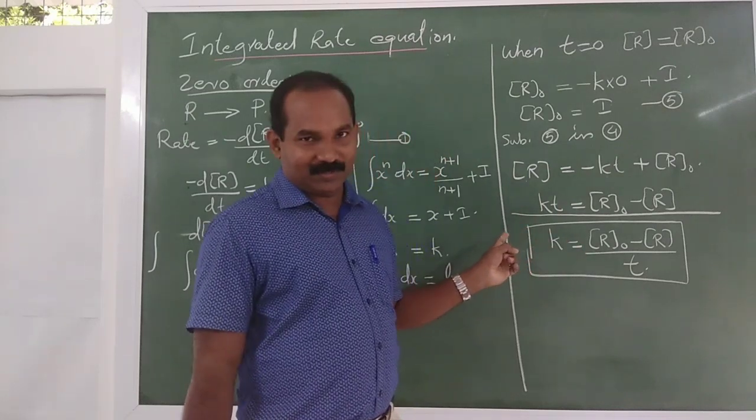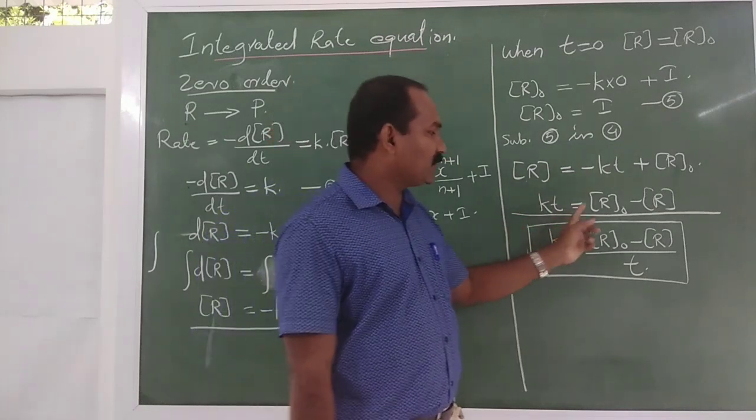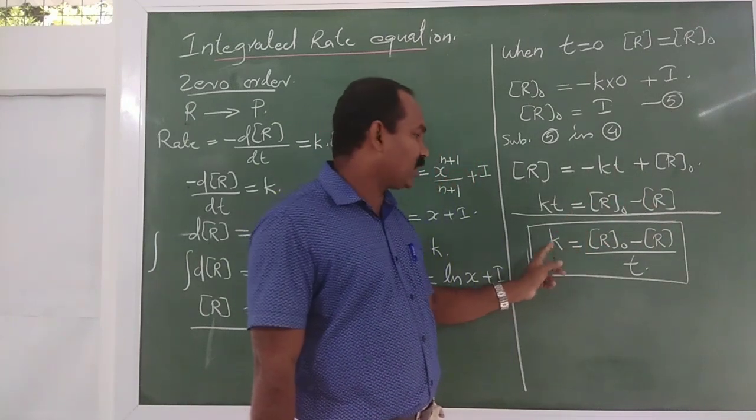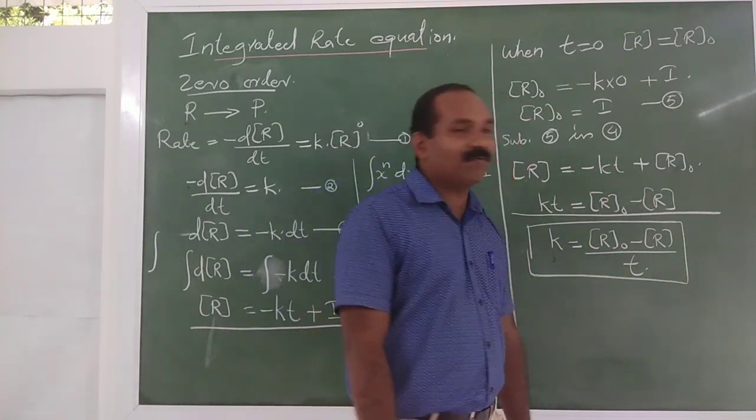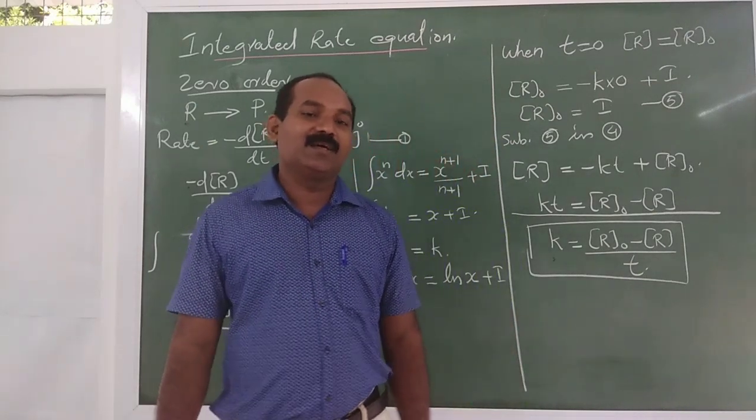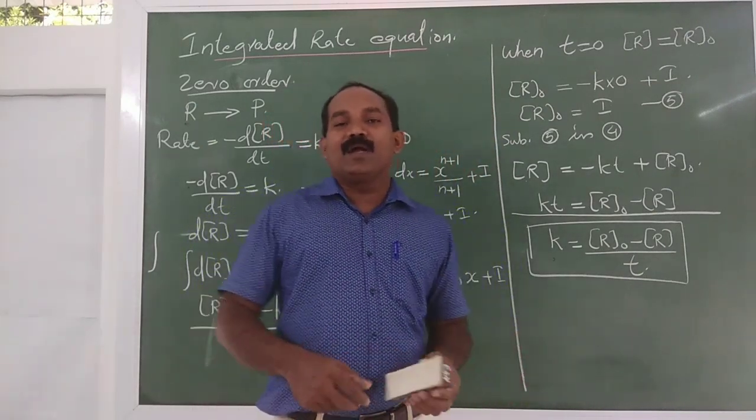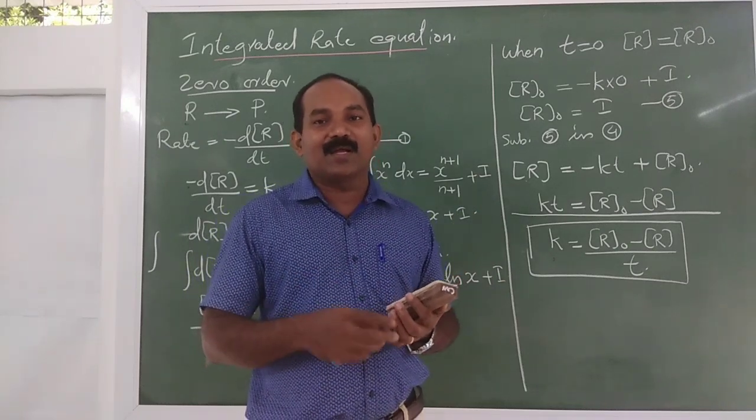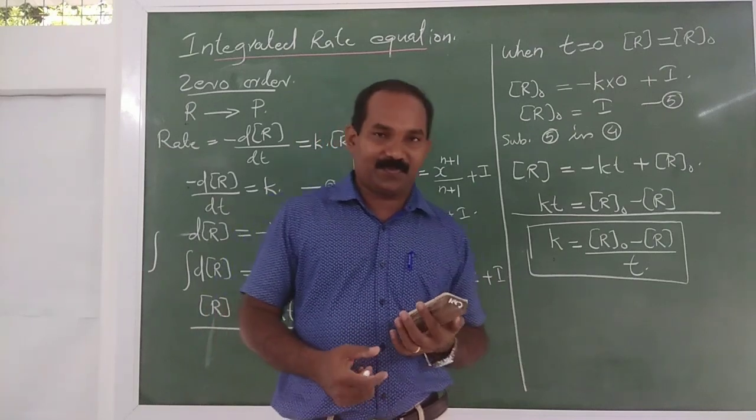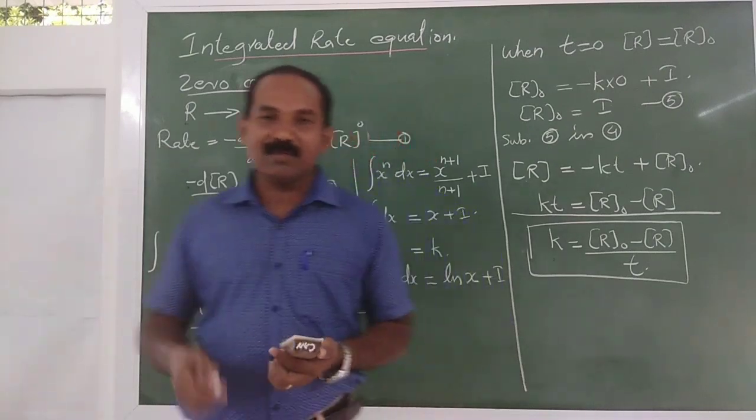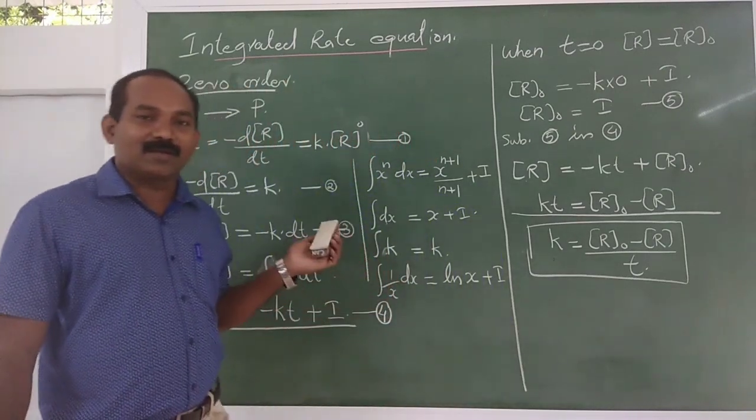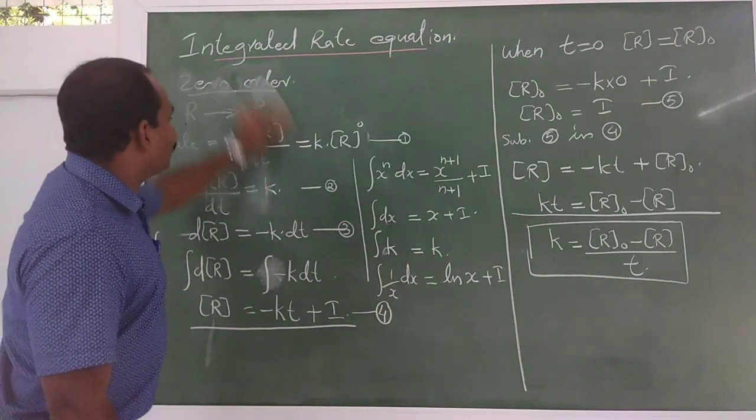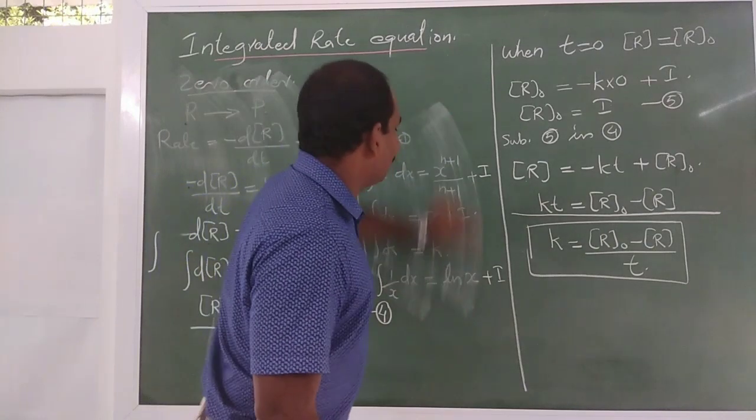Rearranging the equation, what do we get? k into t is equal to R0 minus R. Again we rearrange: k is equal to R0 minus R divided by t. Next we have to draw a graph between concentration versus time. I think you are clear about this derivation. Let's draw the graph for the zero order reaction.